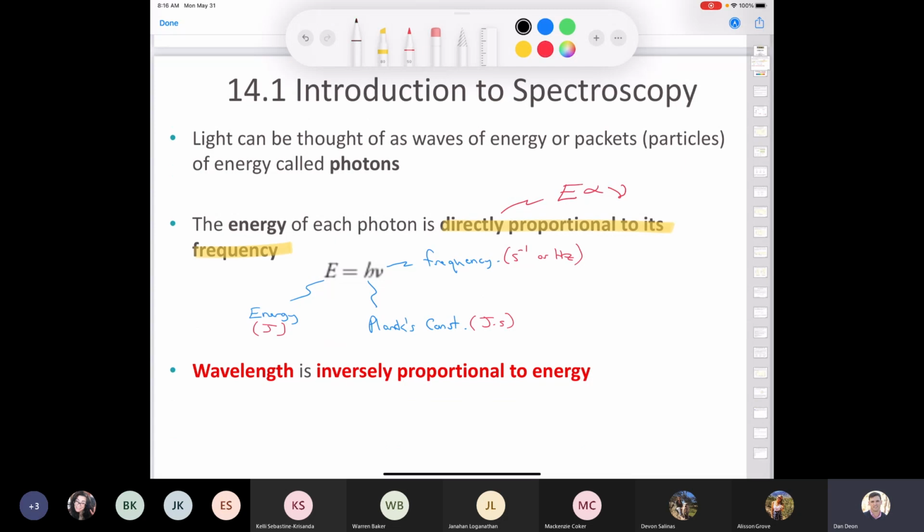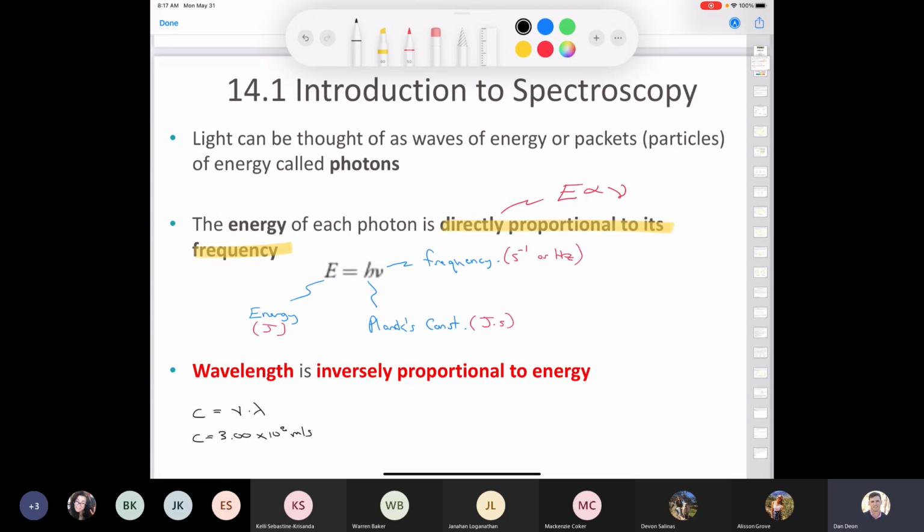You guys remember the formula for the speed of light, right? You should remember the formula for the speed of light. And that is that the speed of light is equal to frequency times wavelength. If we have a wavelength in meters, let's say, and a frequency in reciprocal seconds, then you have meters per second. And you should know that the speed of light is equal to around 3.00 times 10 to the power of 8 meters per second.